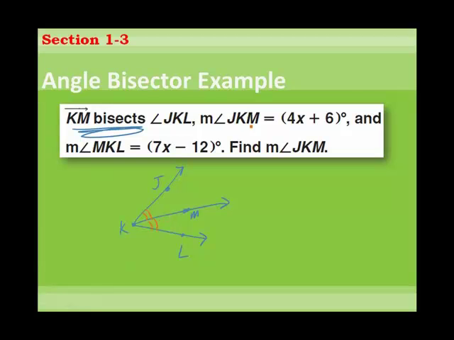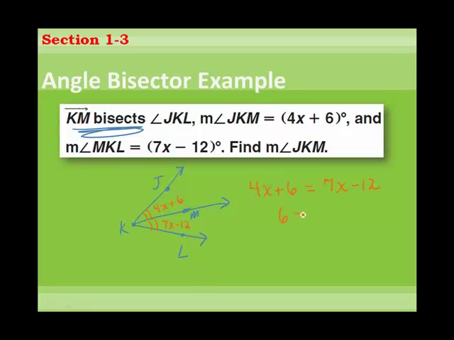So then it says JKM is 4x plus 6 degrees. And MKL is 7x minus 12 degrees. How can we find the measure of angle JKM? Well, if it's the angle bisector, that means it created two congruent angles, which means that their measures are equal. So we can say that 4x plus 6 is equal to 7x minus 12.